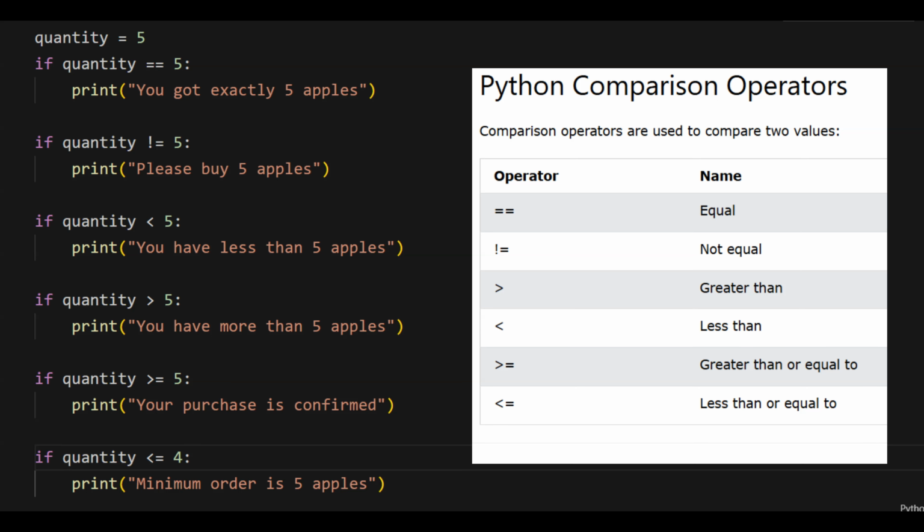For example, if we want to check whether a customer is buying at least 5 apples, we use the greater than or equal to operator. If the number of apples is 5 or more, the shop confirms the purchase. Otherwise, it might inform the customer about the minimum order requirement.